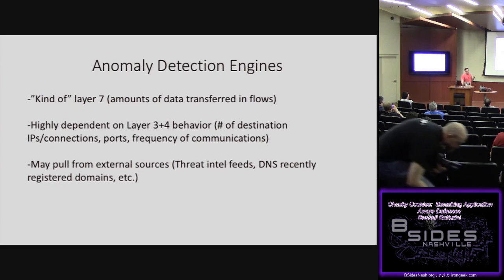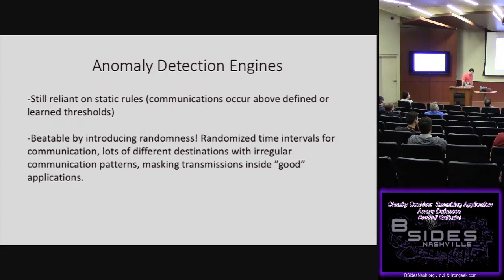And I consider them sort of a layer 7 or a next-gen type control because they do look at the aggregate amount of data transferred a lot. So they're still reliant on patterns, though. There's that same core issue we come back to again, right? It's static patterns, unless it's one of the really, really, really advanced ones. So how do you beat them?